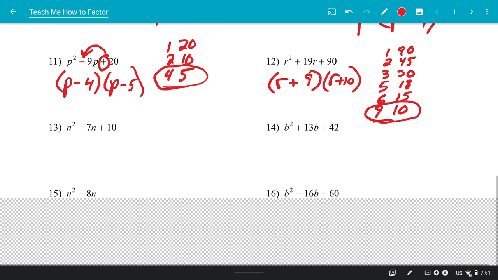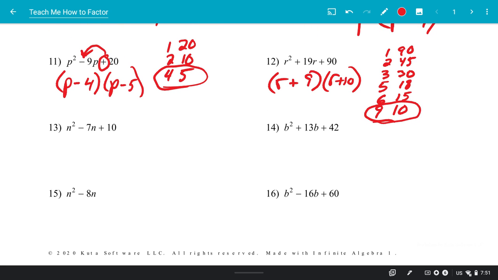Number 13. No GCF, no leading coefficient. Split in signs. N, N. Signs are the same, both negative. Factors of 10. 1 and 10. 2 and 5. Which of those come together to get me a 7? 2 and 5.